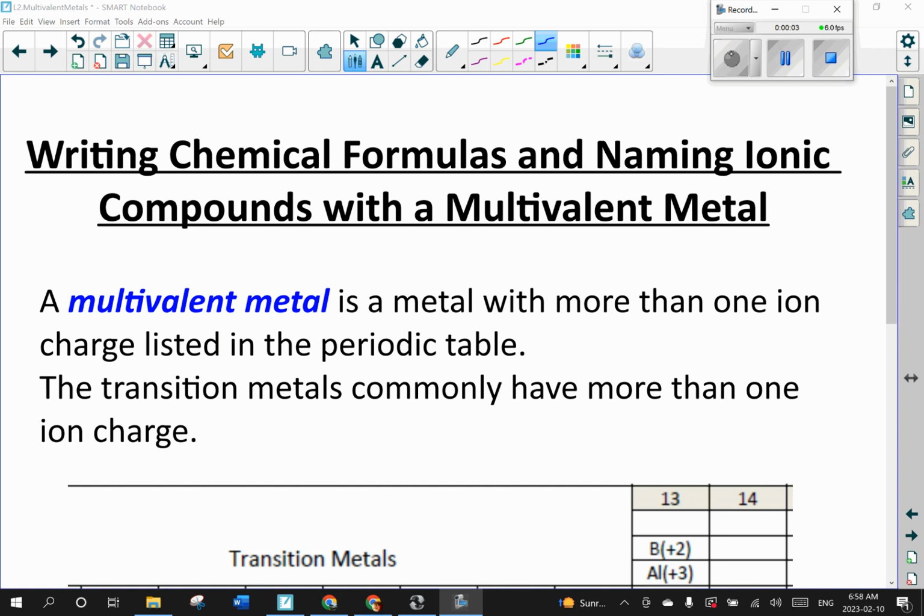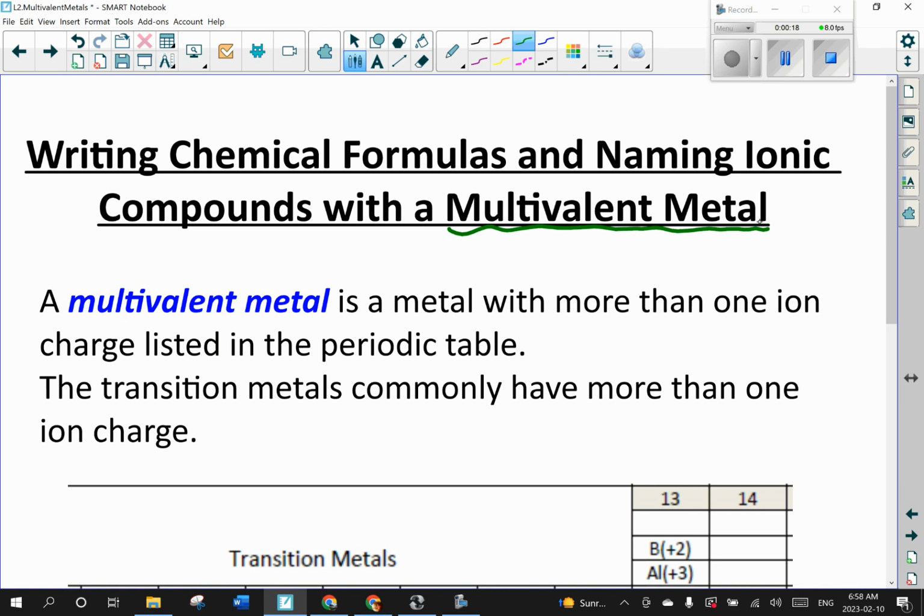Okay, so here is the lesson portion of today. Writing chemical formulas and naming ionic compounds. The big idea is multivalent metals. If you want to keep this pretty quiet, I'll try and highlight the important things to write. This stuff here, just read it.